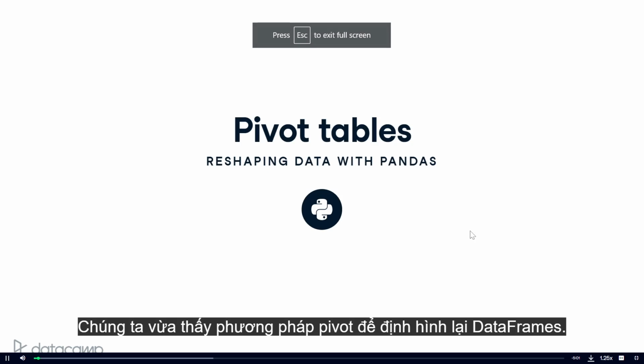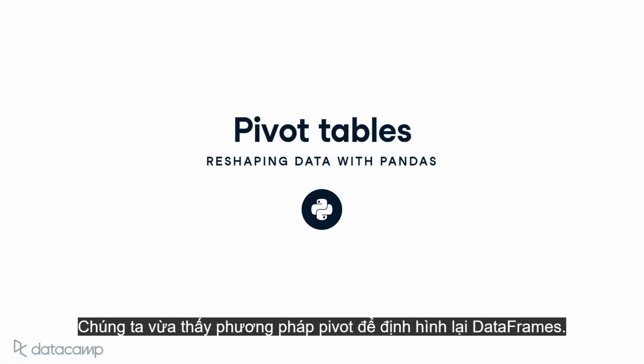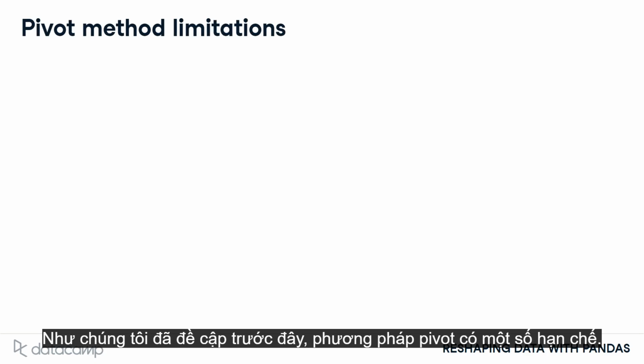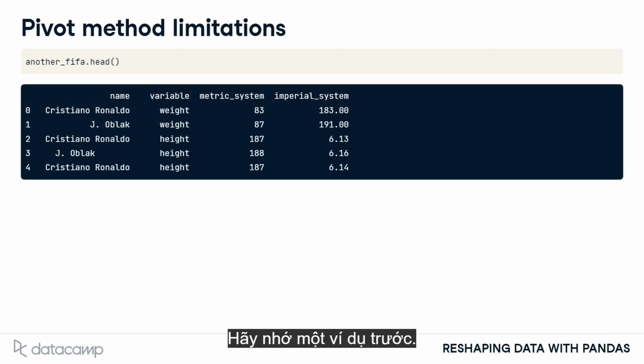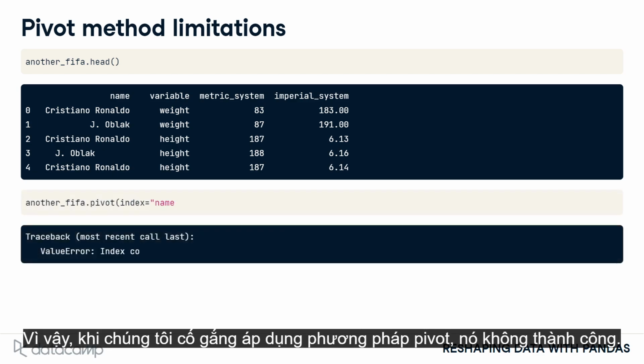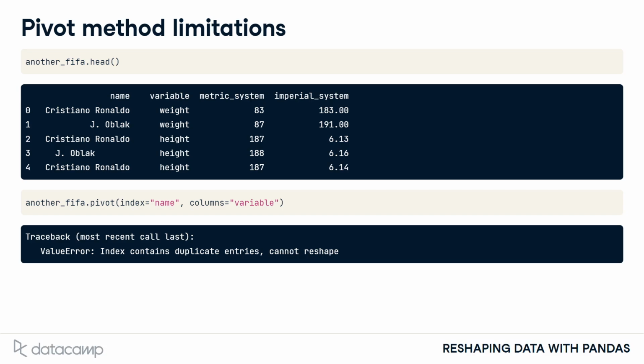We've just seen the pivot method to reshape data frames. Now we are going to learn how to use another method, the pivot table. As we mentioned before, the pivot method has some limitations. Let's remember a previous example. The values for name and variable are the same, but the value for imperial system is different. So when we try to apply the pivot method, it fails.